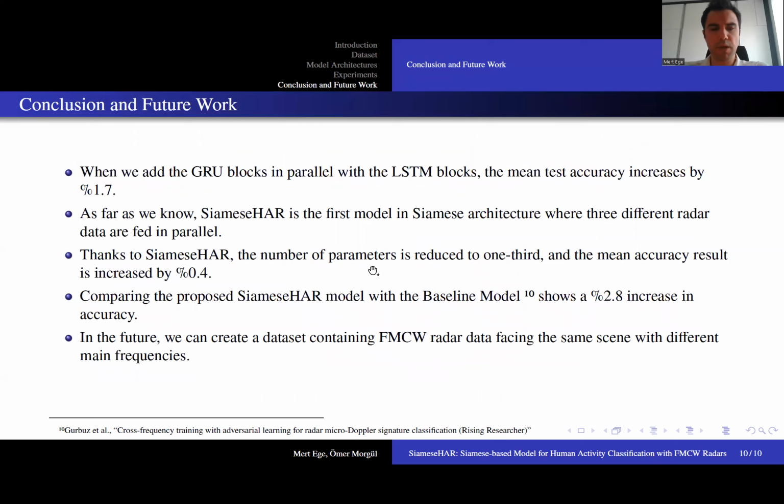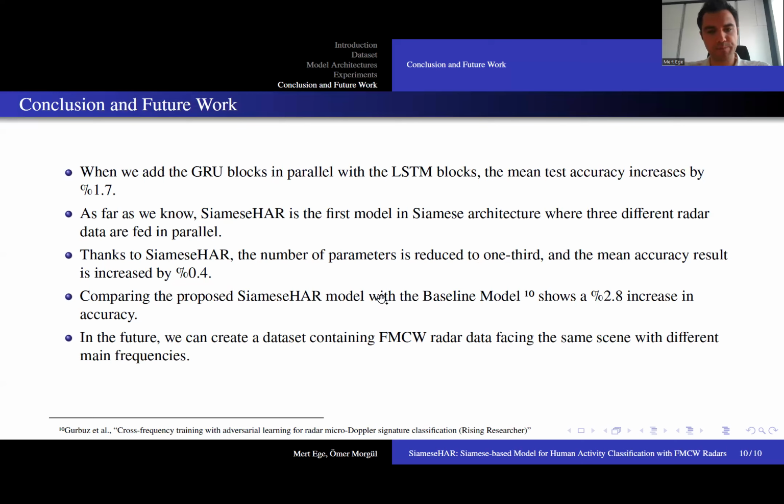To conclude, when we add the GRU blocks in parallel with the LSTM blocks, the mean test accuracy increases by 1.7. And for the first time, the SiamesHAR model is used for human activity recognition. Thanks to SiamesHAR, the number of parameters is reduced to 1/3, and the mean accuracy result is increased by 0.4%. And also when we compare our SiamesHAR model with the baseline model of Sevgi Gürbüz, there is a 2.8 increase in accuracy.